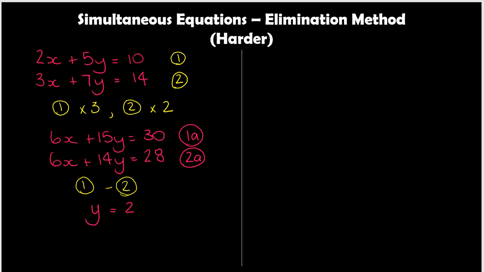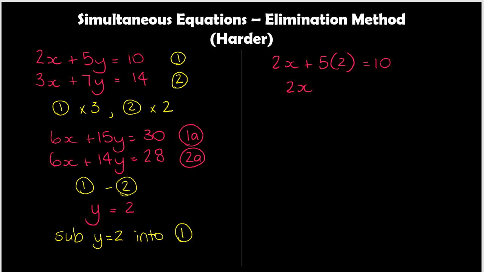Once again, we always have an x and a y, so we're going to sub y equals 2 back into any one of these equations and solve as normal. 2x plus 5 times 2 equals 10. 2x plus 10 equals 10. You're sitting there going, uh-oh, something's amiss. You can have a 0 answer, so don't stress if that happens.